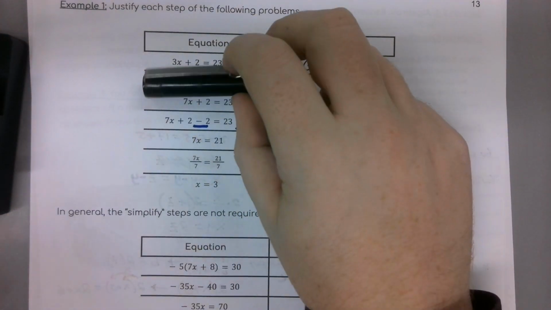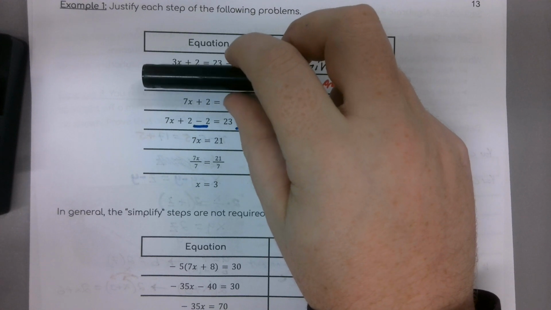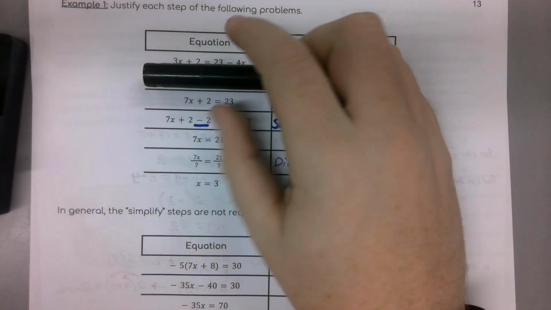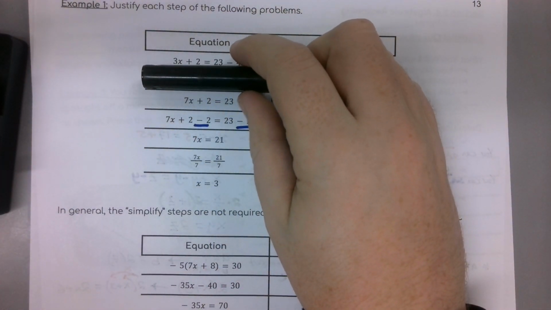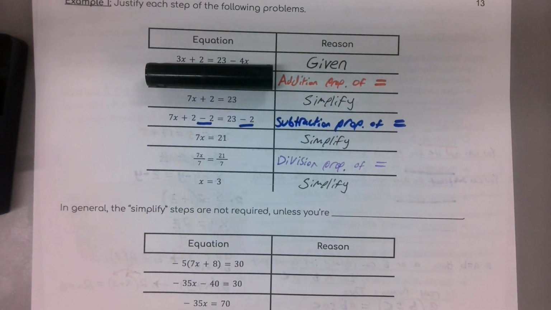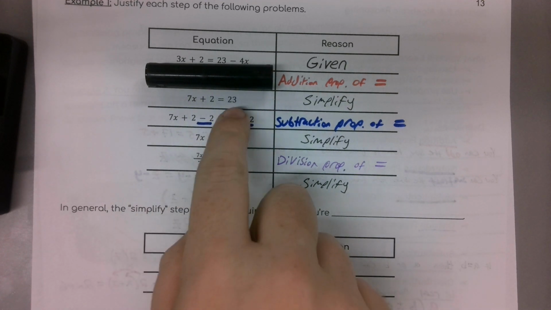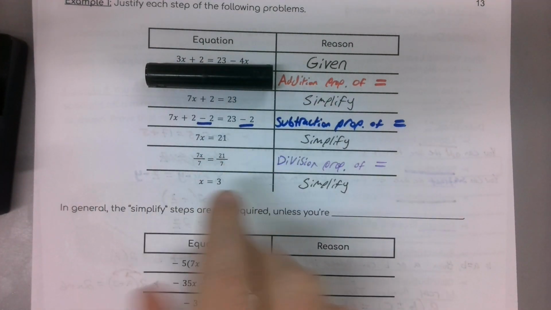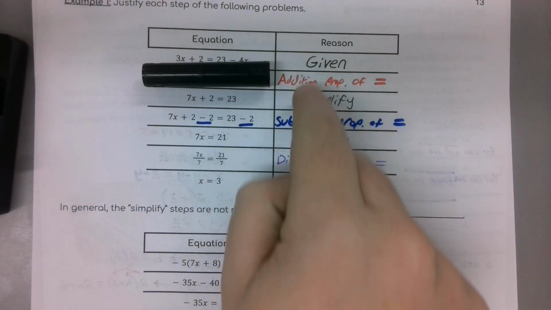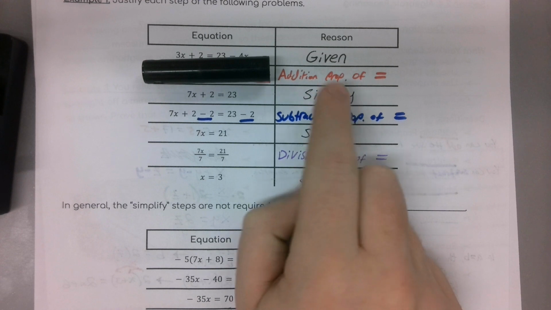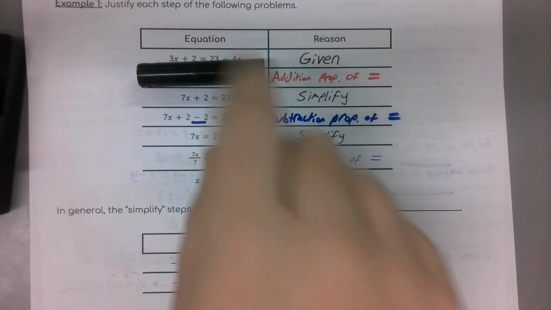In general, we skip these middle steps. We call them intermediate steps. If there is an intermediate step that does not add to the explanation, such as, hey, did you know that 3x plus 4x is 7x? We can skip it and just go down to the next one. If we skipped it, we would say given is the first one, and addition property of equality is what lets us get to 7x plus 2 equals 23.